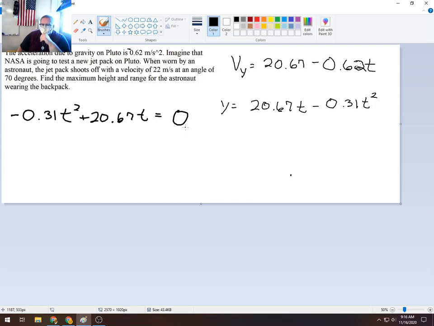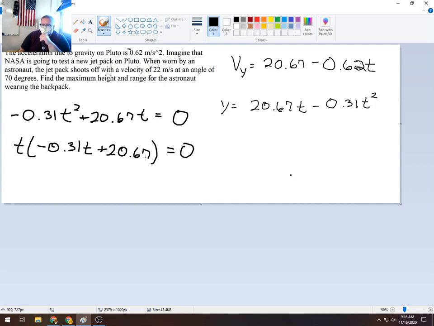But because there's not a constant term there, you can actually solve it a little bit faster if you simply pull out a t from both of these, right? So you get t times negative 0.31 t, because there's still one t left after I pull this out, plus 20.67, and that t is now gone. So I just pull the t out. You'll do this many times.